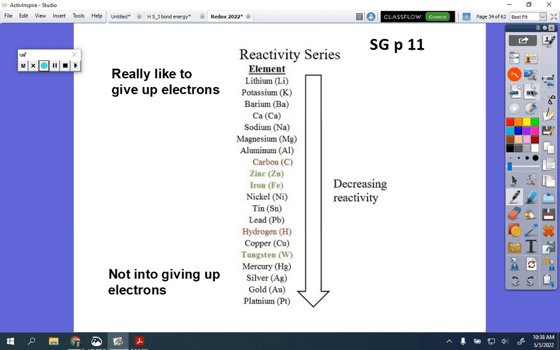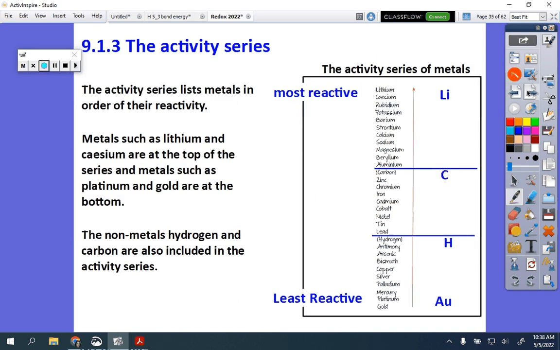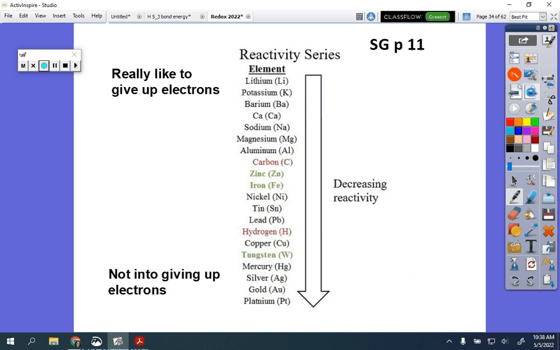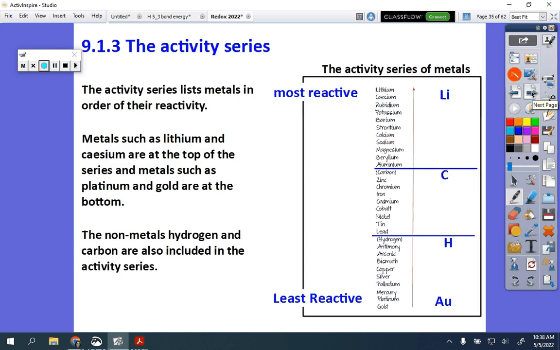You'll notice that carbon is in there and hydrogen is in there. The rest of them are metals. So it's usually called the activity series of metals or the reactivity series of metals. But carbon and hydrogen play an important role in here as well. So again, this is starting on page 11 in your study guide. So again, most reactive on the top, least reactive on the bottom. We include carbon and hydrogen for a couple of reasons.